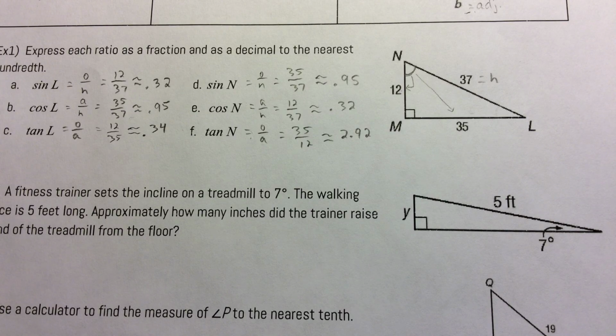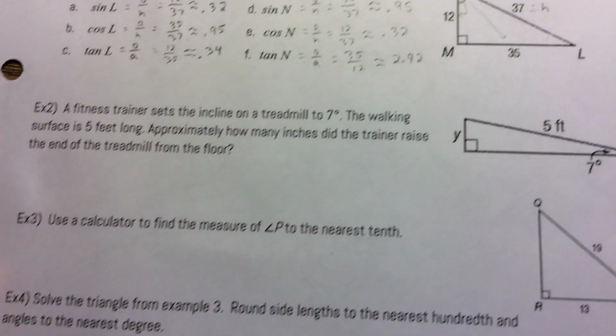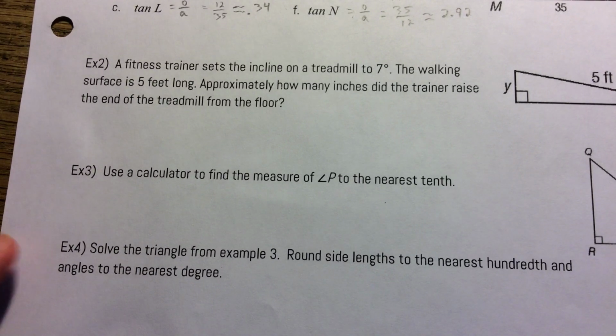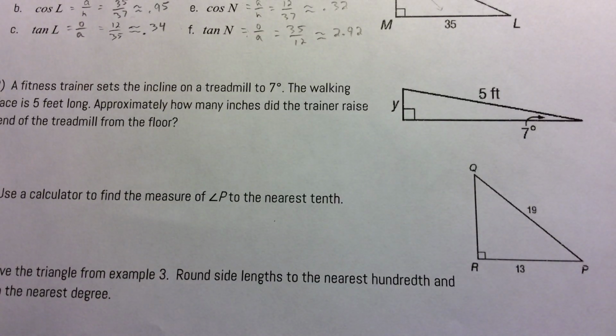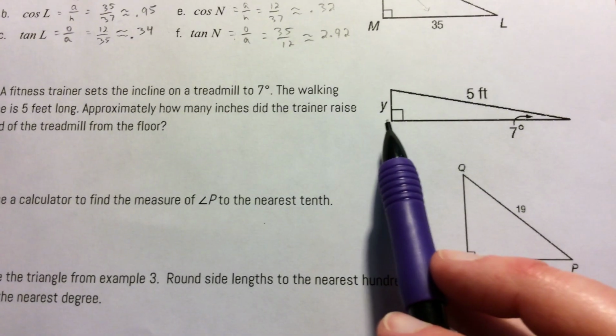Okay. Now we are going to use those to solve for a side. A fitness trainer sets the incline on a treadmill to 7 degrees. The walking surface is 5 feet long, so we have a diagram that goes with this here. Approximately how many inches did the trainer raise the end of the treadmill from the floor? So y is what we're trying to find.